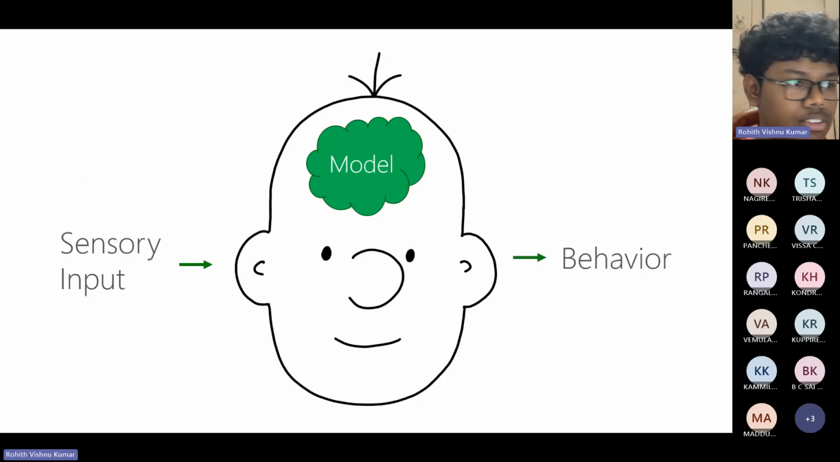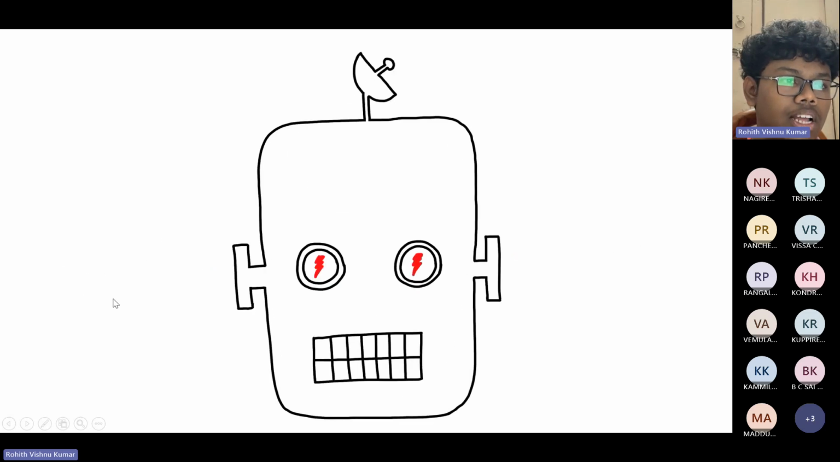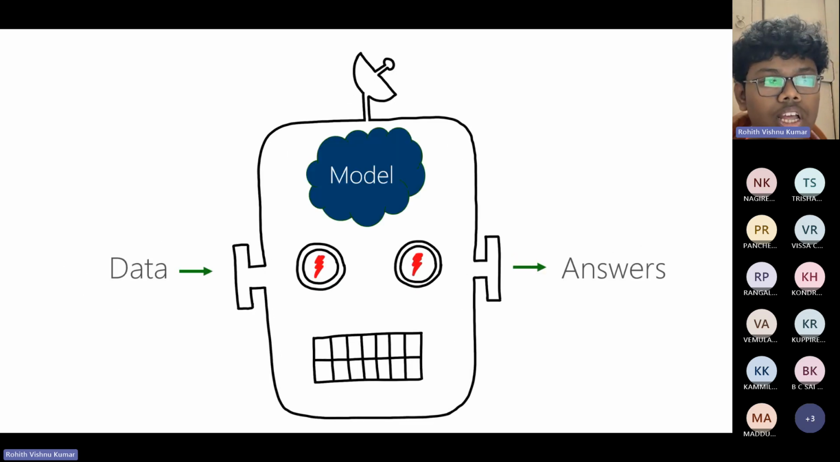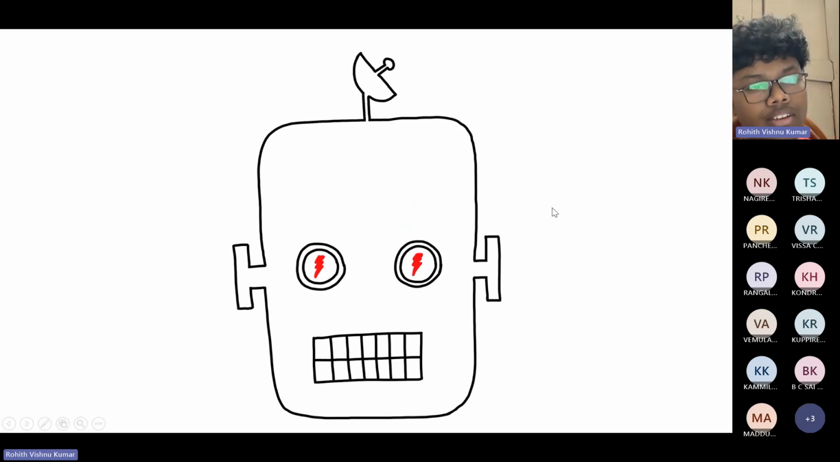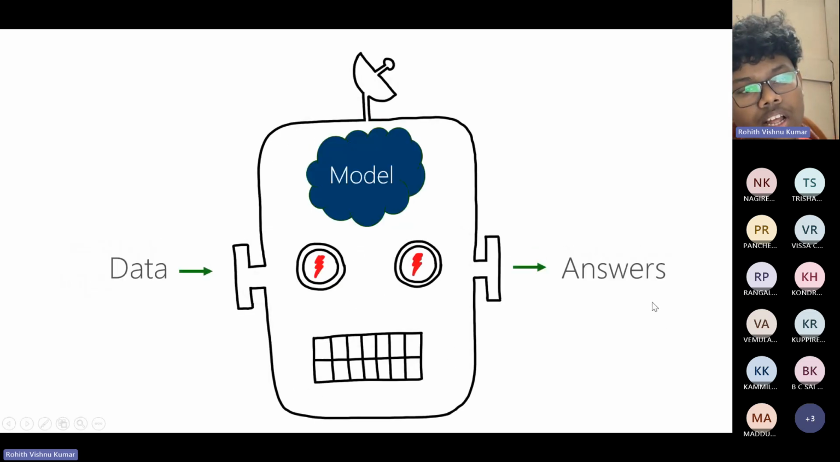I just wanted to discuss the AI analogy with human beings. We as human beings take sensory input and process it in our brain, which is a machine learning model, and we act on the environment by some behavior. This sensory input is the data in the case of the robot, and the behavior is the answer that the AI bot will give as an output for us.